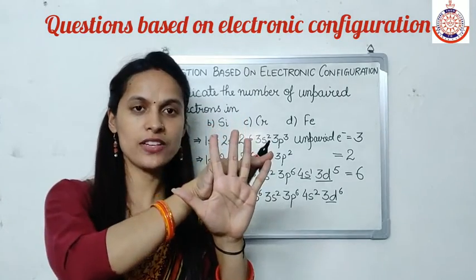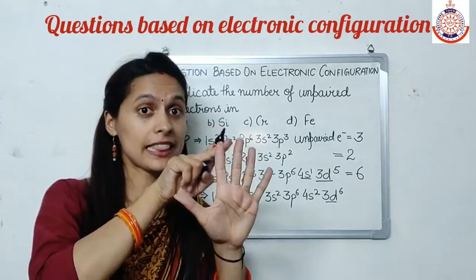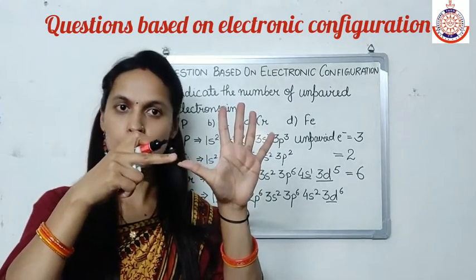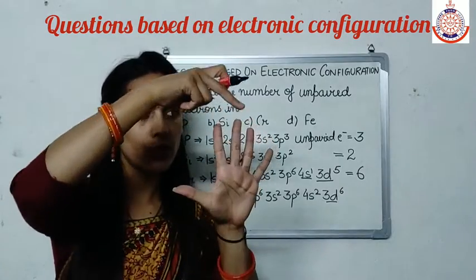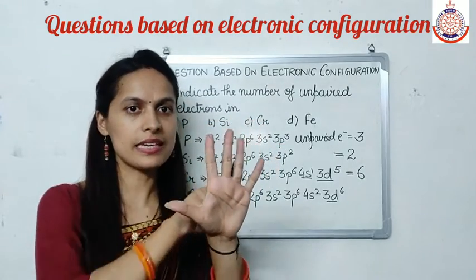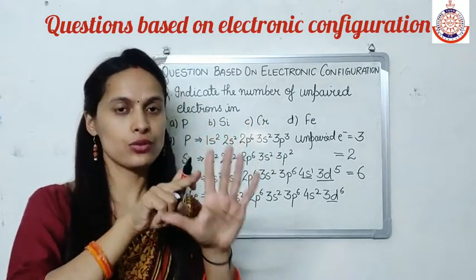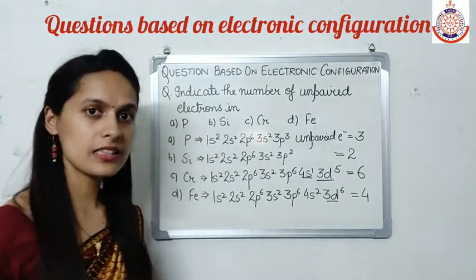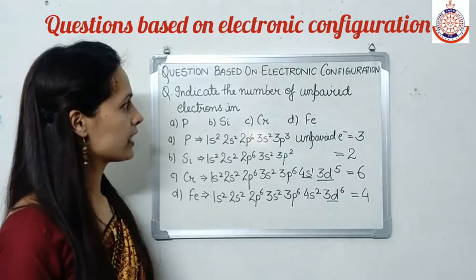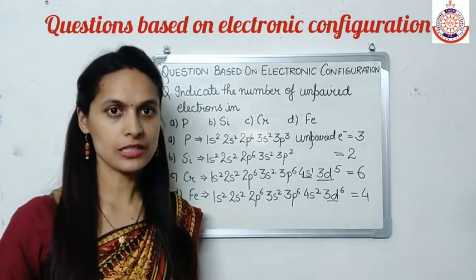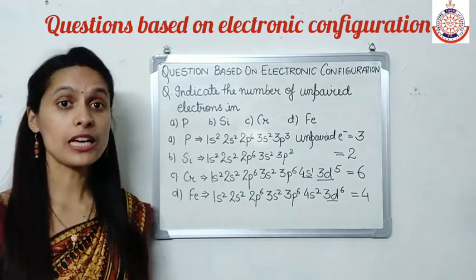Whenever all the 5 degenerate orbitals get filled, then the pairing starts in the first orbital. It means the first orbital contains 2 electrons, then 3, 4, 5, 6. It means the first one is fully filled, whereas the rest 4 are half filled. So the number of unpaired electrons is 4. So in this way, we get to know the number of unpaired electrons in a particular element by using electronic configuration.